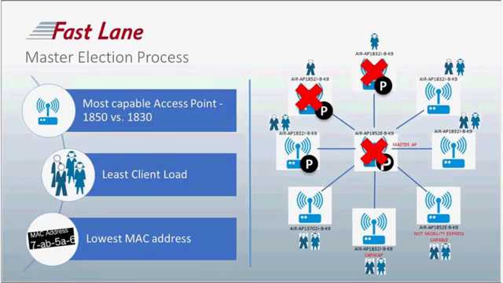So it looks at the most capable access point. 1850 will always win over the 1830. If they are both the same type of device, then it's least client load. And if it's still equal, it's just lowest MAC address that's going to win. But there always needs to be one, and again, there can only be one master.